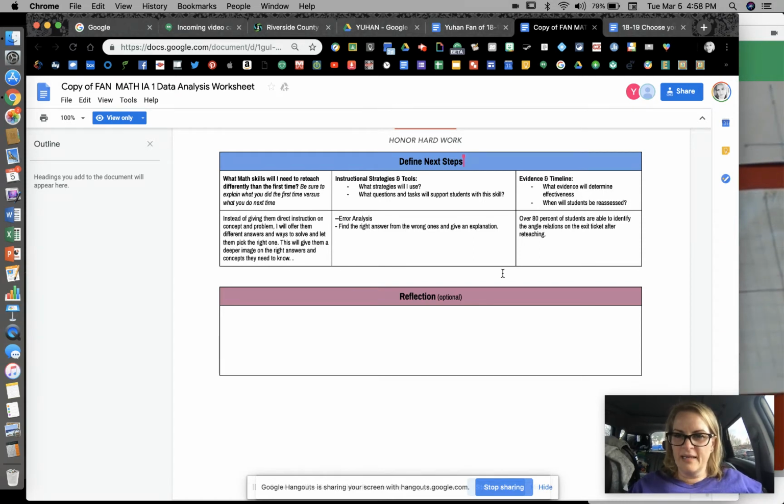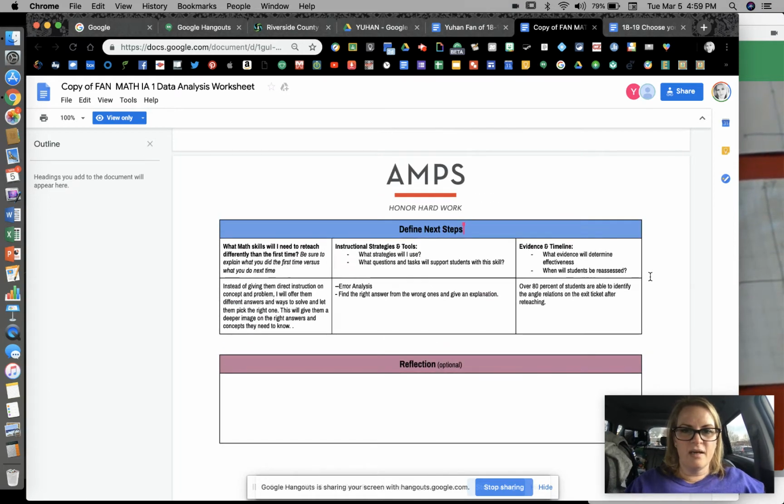All right. And then you wrote here that over 80% of the students are able to identify the angle relations on an exit ticket after the reteaching. Yes. All right. What was the percentage before you did the reteach? What would you say the percentage of knowledge of the students was? 30%. Oh, okay. That's quite a jump. Yes. Good, good. So that definitely helped. Okay, good. Awesome. It's good to see those kind of numbers.